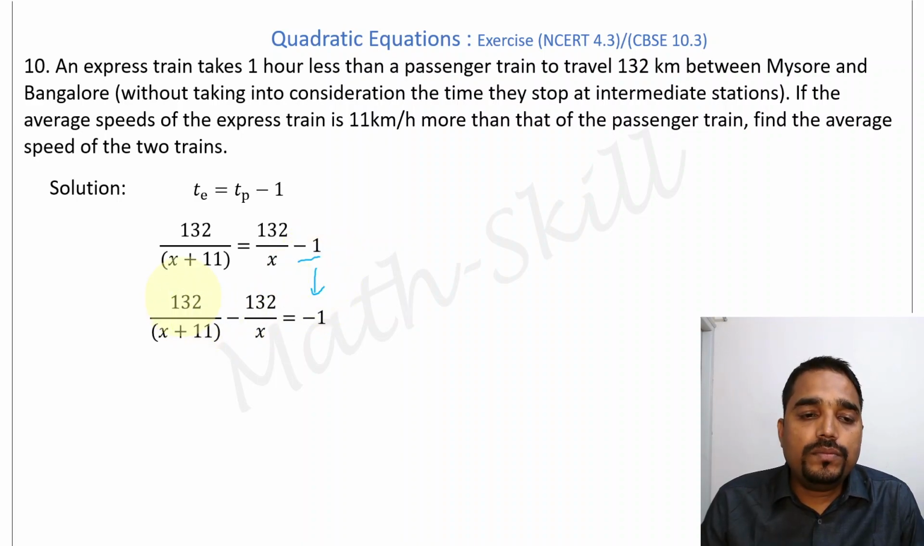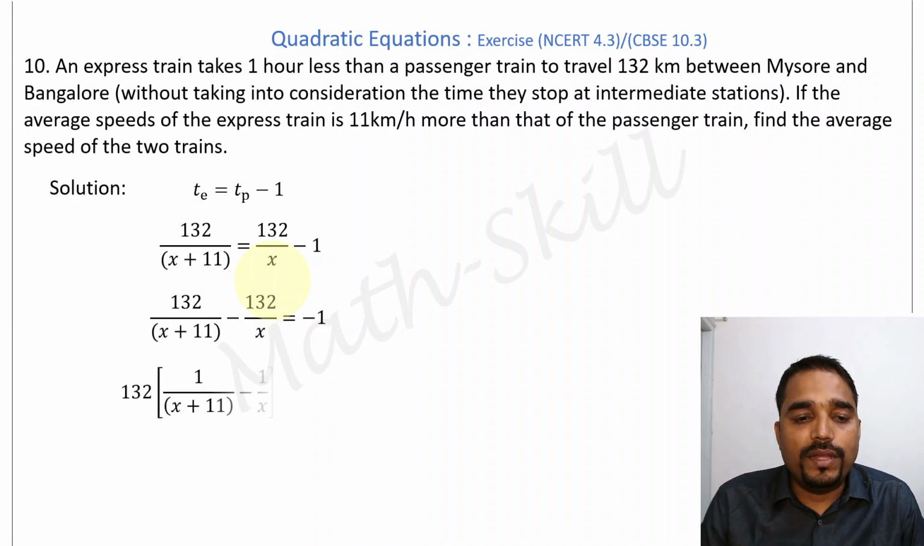Let us take 132 common from both the terms in LHS. Upon taking 132 common, we would be left with 1 divided by x plus 11 minus 1 divided by x is equal to minus 1. Now we have p by q form in LHS, that is 1 divided by x plus 11 minus 1 divided by x. So we have two different fractions with the denominator being in terms of variable x.